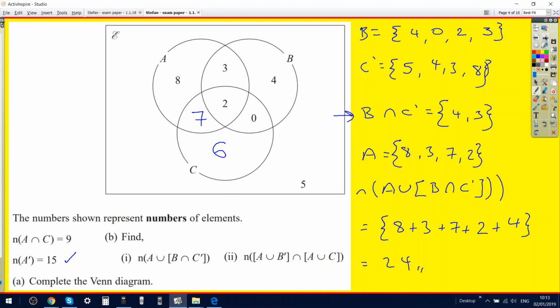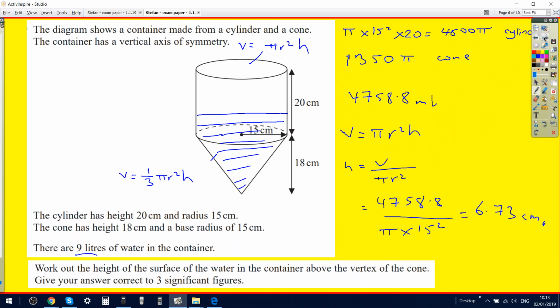I think you're okay for the Venn diagram one. And then this tricky one. Okay.